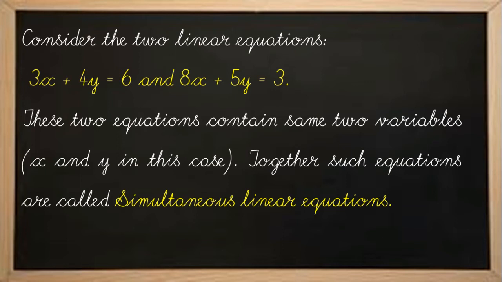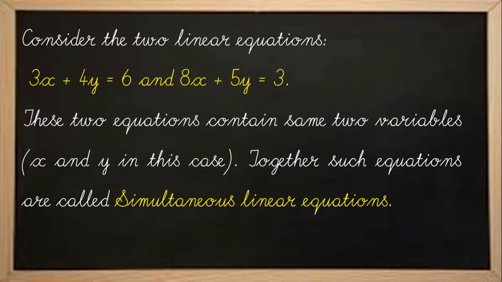Now consider the two linear equations here. One is 3x plus 4y is equal to 6 and the other equation is 8x plus 5y is equal to 3. These two equations contain the same two variables, that is x and y, in this particular example. When such equations are written together, they are called simultaneous linear equations. Try to note down this point, children. Linear equation means it should be in the form of ax plus by plus c is equal to 0.